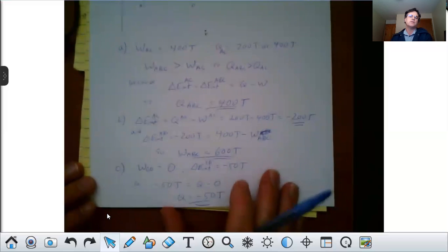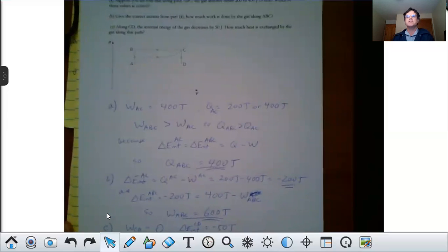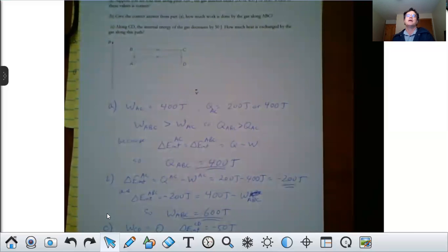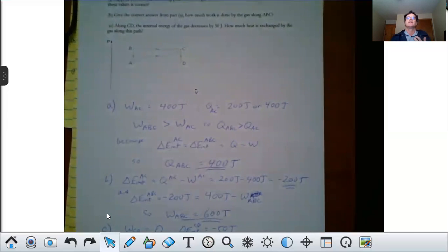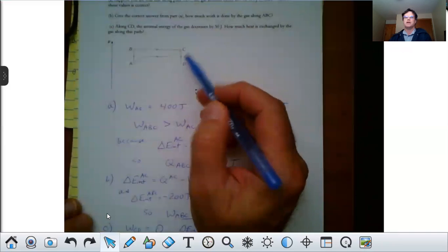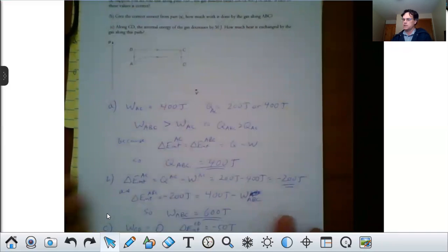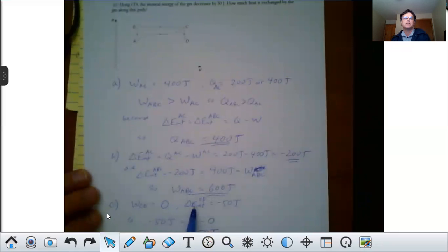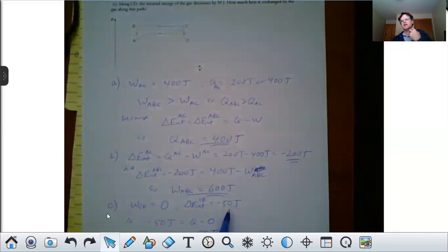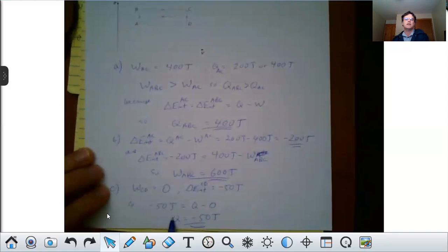Now, part C is a little bit easier. It just asks, okay, along CD, the internal energy of the gas decreases by 50 joules. How much heat is exchanged by the gas along that path? Now, the point to realize in this case is that the work done along C to D is 0. There is no area under that part of the graph, right? Its volume does not change. So work is 0, which means delta internal energy equals negative 50 joules, just the heat that was actually taken from the gas. So we see that Q is negative 50 joules.